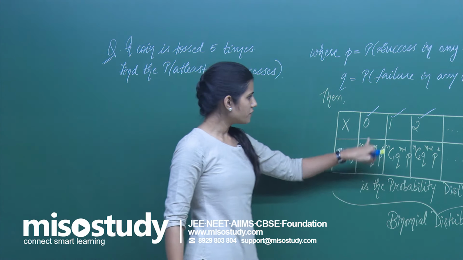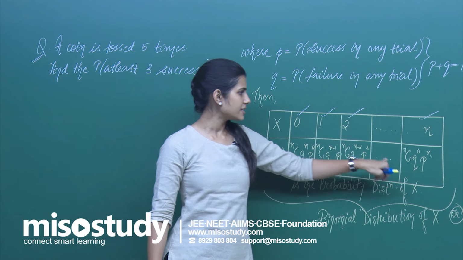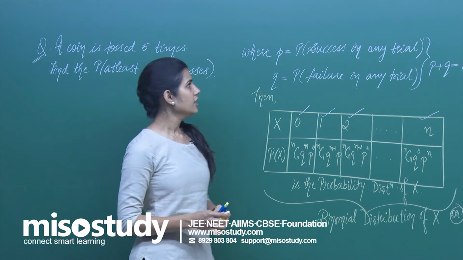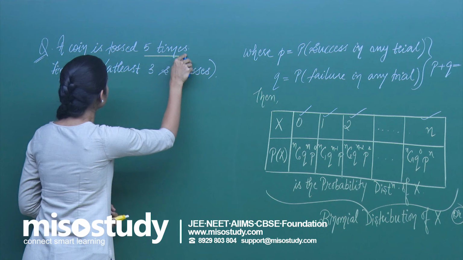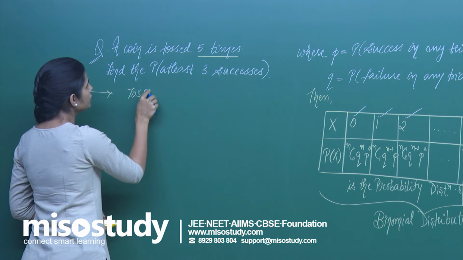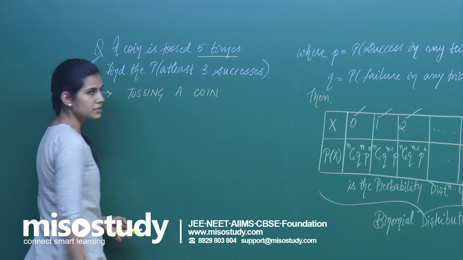This is the probability of 0 successes, this is the probability of 1 success, this is the probability of 2 successes, and so on. This is the probability of achieving n successes in n Bernoulli trials. Right now, a coin is being tossed 5 times. Let's write the random experiment is tossing a coin.